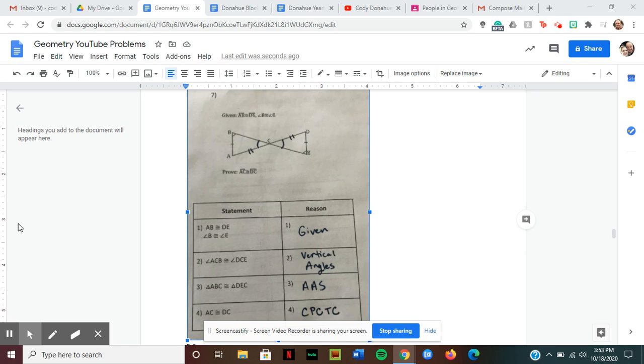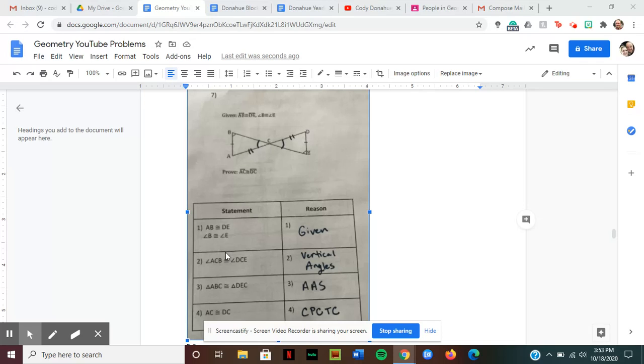All right, so continuing on in 5.4, this is number 7. We are given that side AB is congruent to side DE. And I'm also given that angle B is congruent to angle E. Okay, and so now I'm asked to prove that side AC is congruent to side DC.